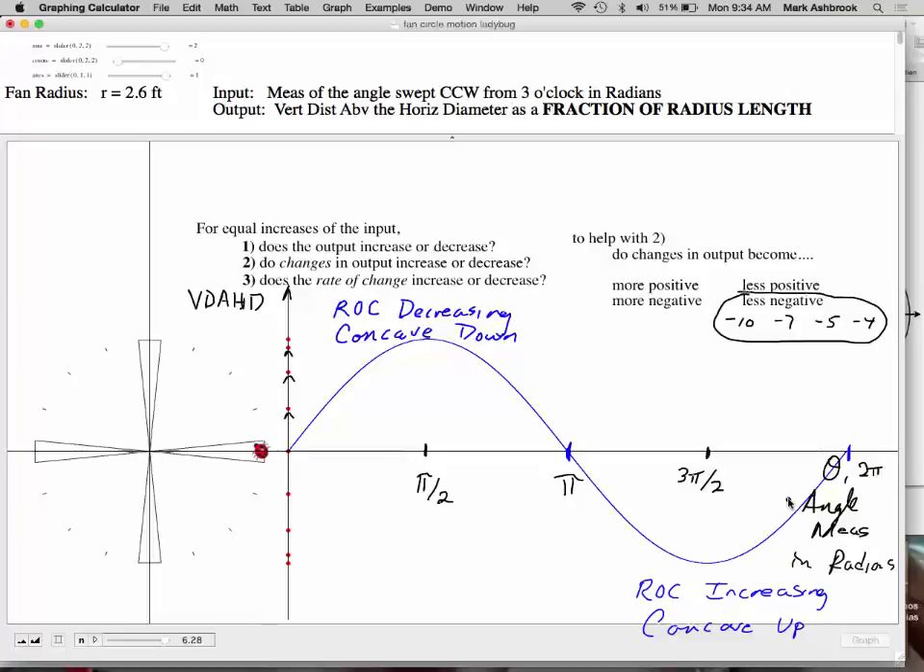So the maximum vertical distance, as a fraction of a radius length, is what value? And where did that occur? At what angle measure? At pi over 2, our maximum vertical distance is 1 radius length. If you're on the circle, the most vertical distance you can get is 1 radius length up.